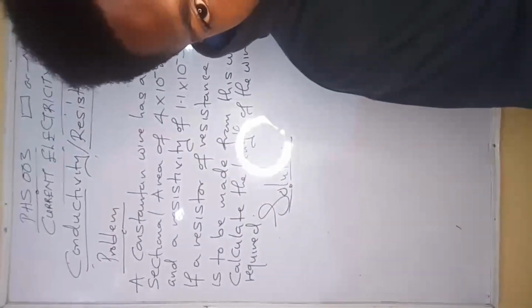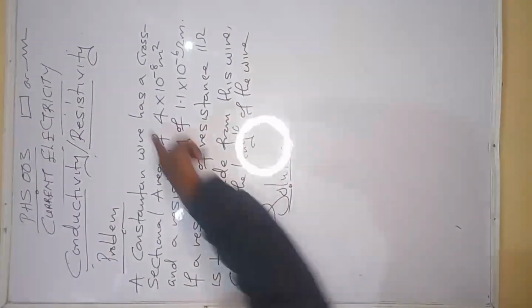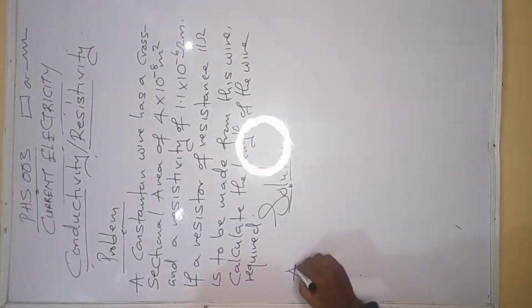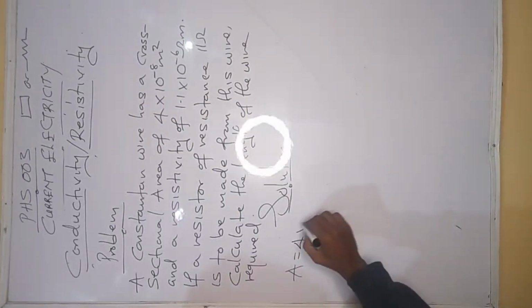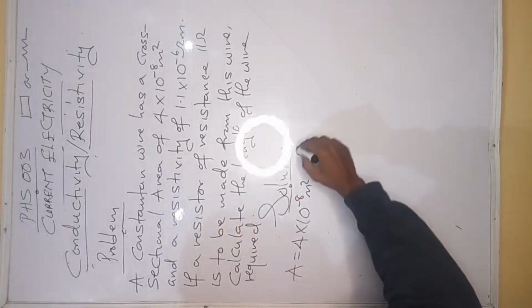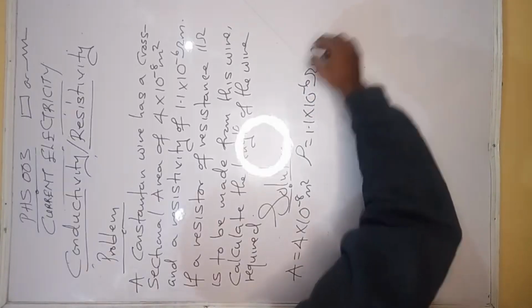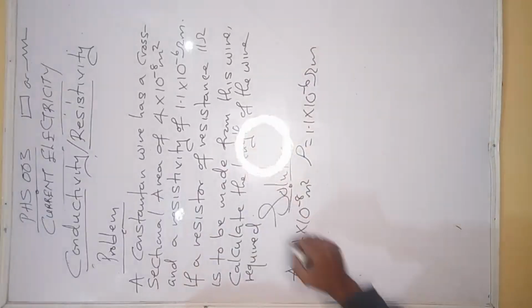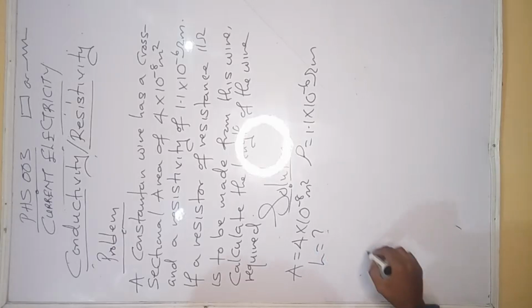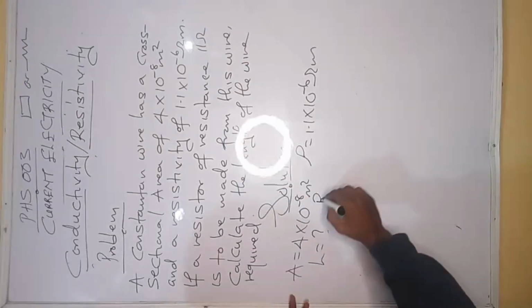Okay, while I'm solving it, you can drop your own answer if you are done before I'm done. So what we are supposed to do now: they're giving us cross-sectional area A, and A is equal to 4 times 10 raised to the power minus 8 meters squared, and they're giving us our resistivity, which is 1.1 times 10 raised to the power minus 6 ohm meter. They're asking us to find the length. And they gave us our resistance, R is equal to 11 ohms.